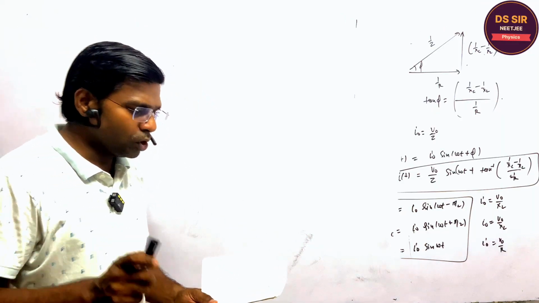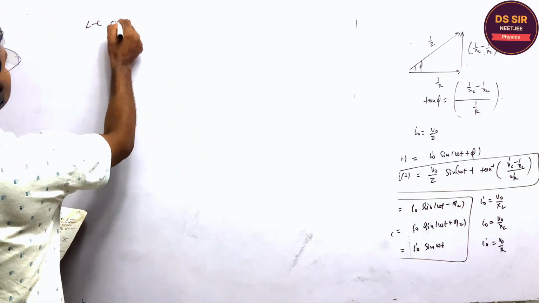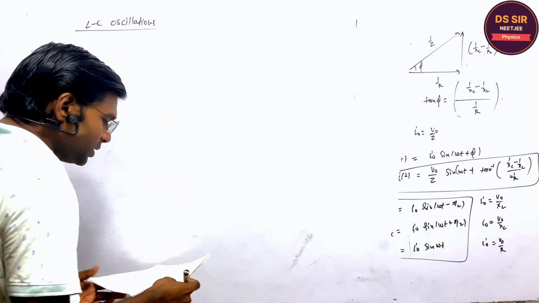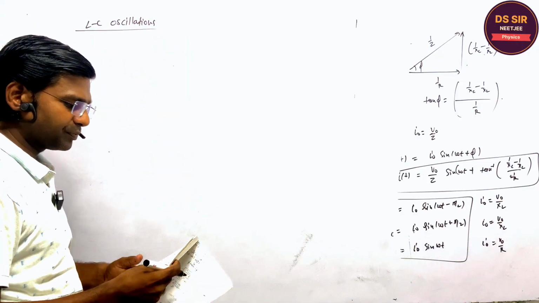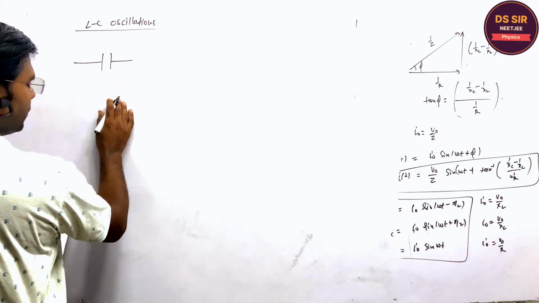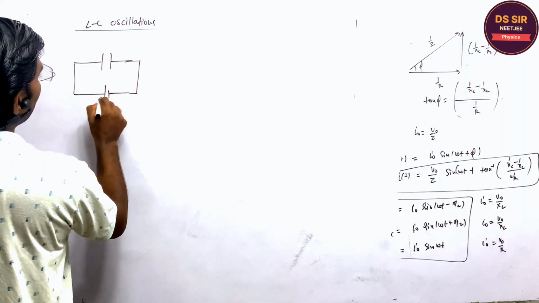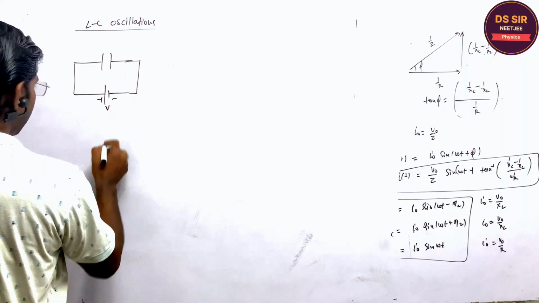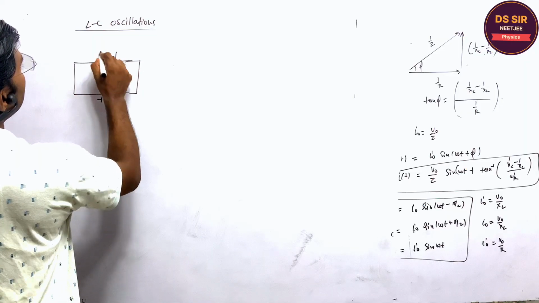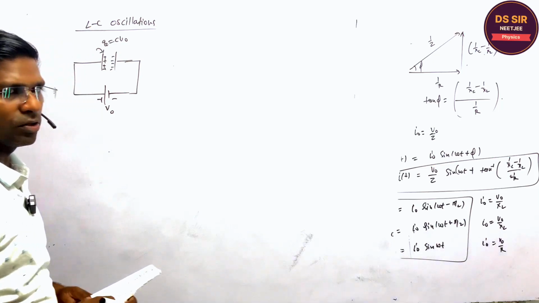Now we are going to discuss the LC oscillation, the last topic of this chapter. What is the LC oscillation, you tell? Listen one thing. Suppose this is the capacitor, and it is connected to the voltage of V naught. So what is the maximum charge on the capacitor? When it is fully charged, Q naught is equal to C into V naught. Are you getting or not?